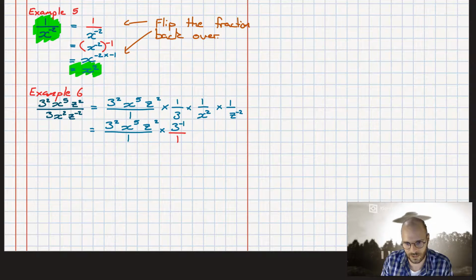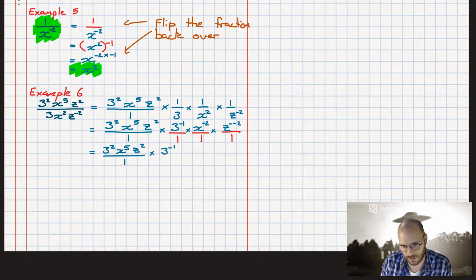We're going to do the same for the x squared. So we're going to get an x squared, but put a negative in front, and then put it over 1. Adding in the times. And then finally for the z to the negative 2 here, bring it up, put a negative in front of the negative 2, so it becomes a double negative, and that becomes over 1. Now cleaning this up, we get 3 squared x to the 5 z squared all over 1 times 3 to the negative 1 times x to the negative 2 times z to the positive 2 now, and we can get rid of the fraction altogether. So using this transformation here, we don't have to use quotients anymore. We can simply express everything as a negative index and then use our index law around multiplication.